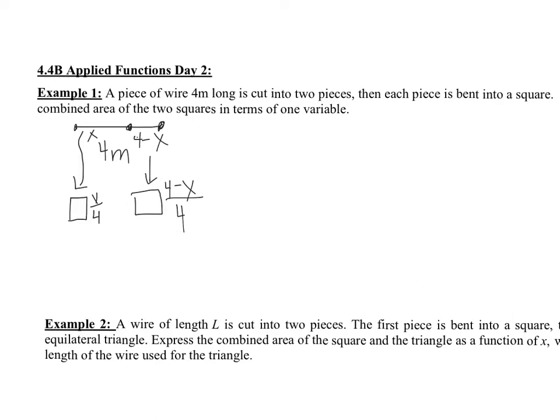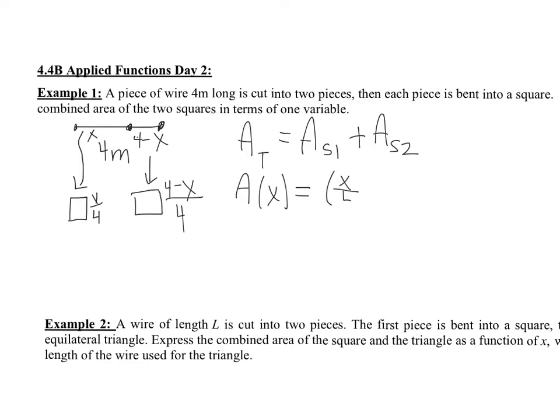Since both of them are in terms of x, there's not any sort of substitution that's necessary. So I'm going to just write out the area total. You don't have to write this out, but there's just a nice model to know what we're overall trying to create. Area square 1, area square 2. So we're going to make this A of x because the area of the overall would be the addition of 2. First area is x over 4, and note it's the area of a square, which is side squared. So that'd be x over 4 squared plus, here we have 4 minus x over 4 squared.